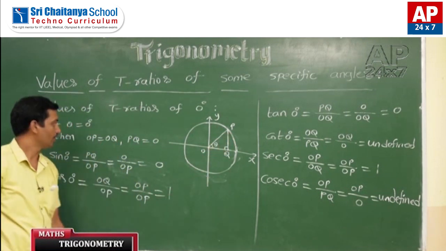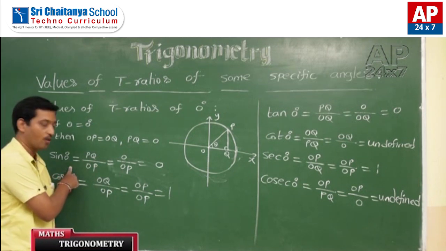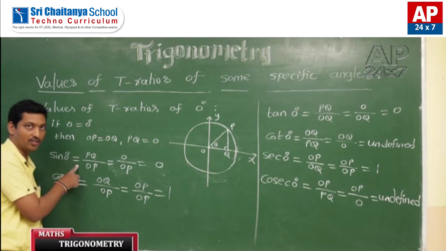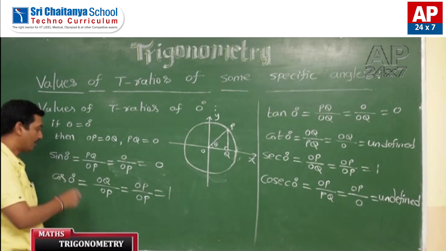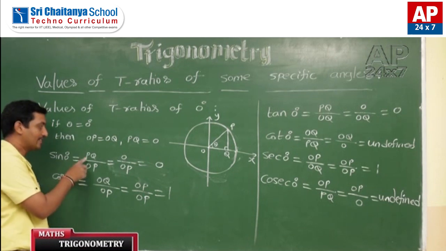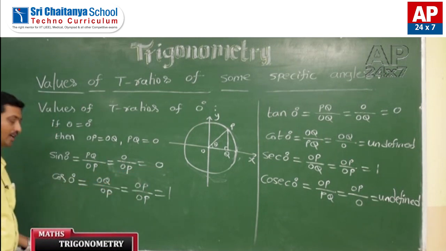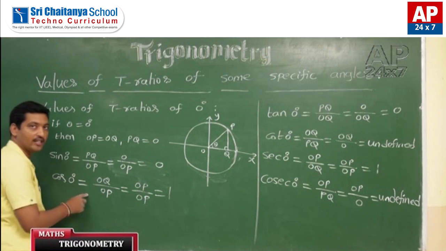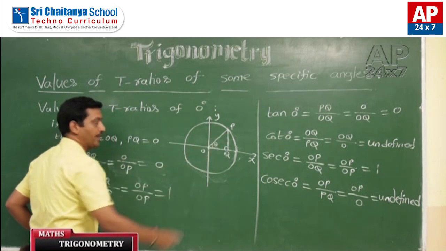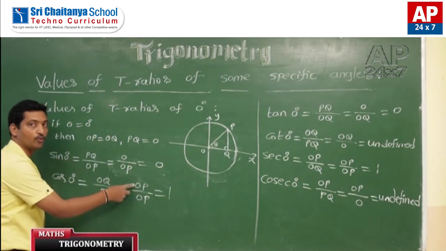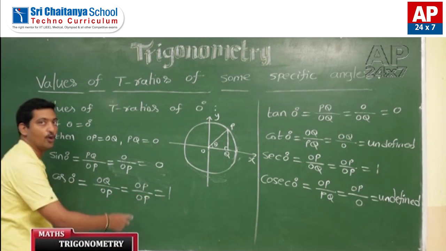And using these two results, we are going to define sine 0 degrees. What is sine 0 degrees? And what is sine theta? PQ by OP. Now, in the case of 0 degrees, it is equal to PQ by OP only. 0 by OP is equal to 0. And what about cos 0 degrees? Cos 0 degrees is equal to cos theta. Cos theta is equal to OQ by OP. Here OQ is equal to OP. Therefore, OP by OP equals 1. Therefore, cos 0 degrees is equal to 1.